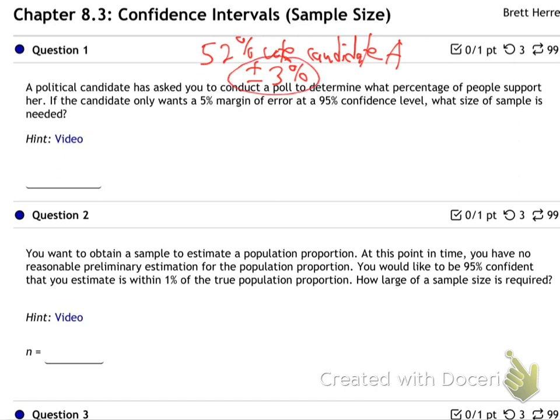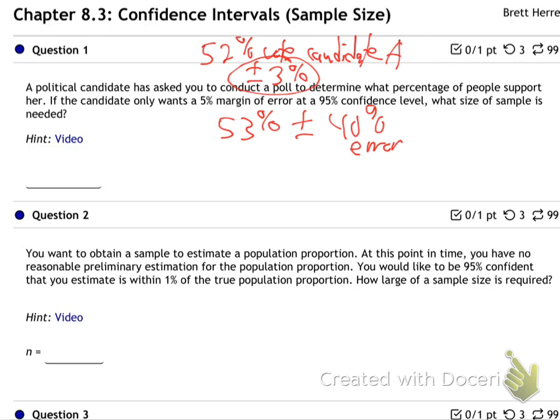Well, what they want is less error margin, don't they? If I said to you, hey, I think I know how the election's going to go, 53% are going to vote for candidate A, give or take 40%. Give or take 40% error. What do you think about that statement? Give or take 40% error.